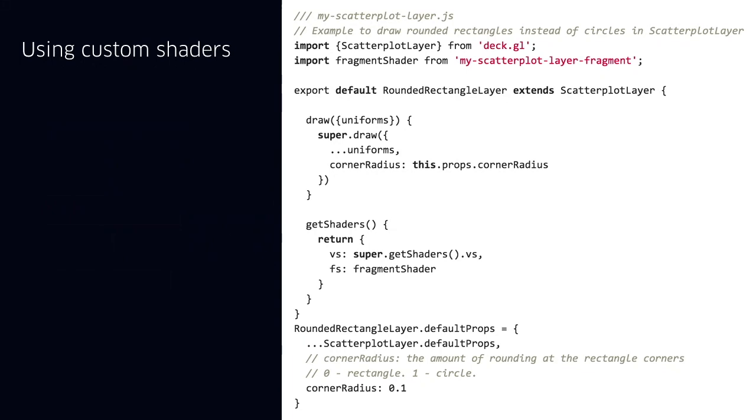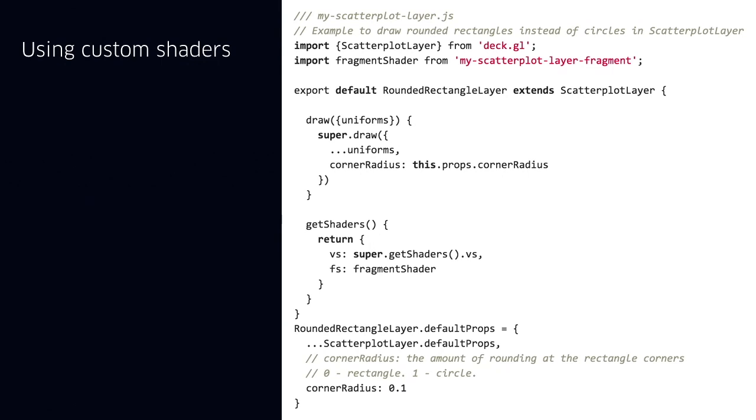This example is an interesting example for the concept. I'm not sure we actually use this because it's not super useful, but this is a scatterplot layer, and we decided to extend the scatterplot layer to add rounded rectangles. So instead of having just circles as the points, we have rounded rectangles. The things that we need to override when we subclass this are the drawing function, which is the first method there. So we're going to be passing in a corner radius prop, which isn't a uniform actually, but you can think of it as a prop.